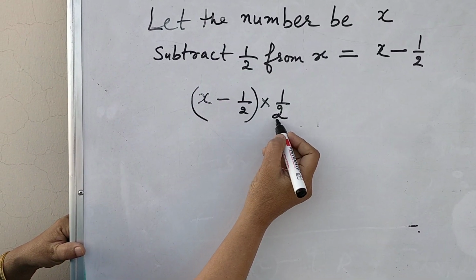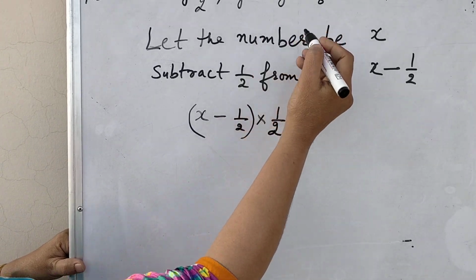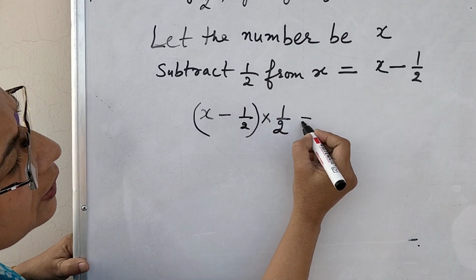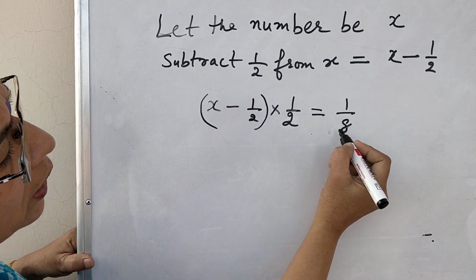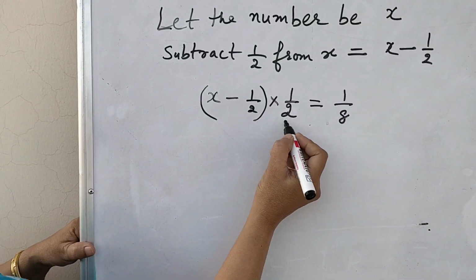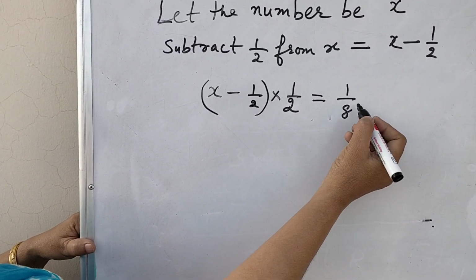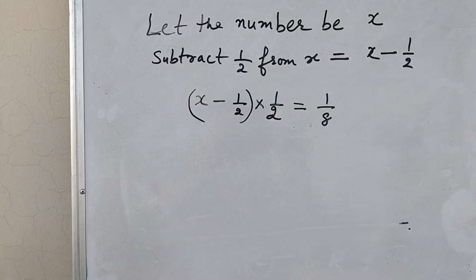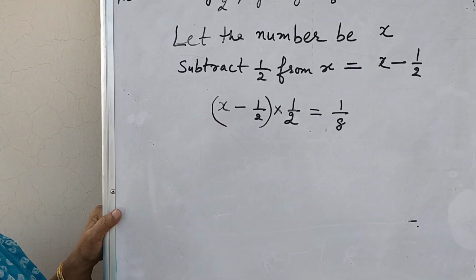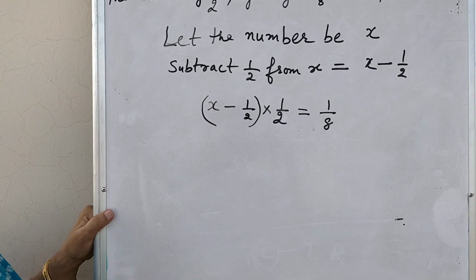Now here we have to multiply by 1 upon 2, you get 1 upon 8. It is equal to 1 upon 8. When we multiply the result by half, the result is 1 upon 8. This is the equation, now we can solve the equation.